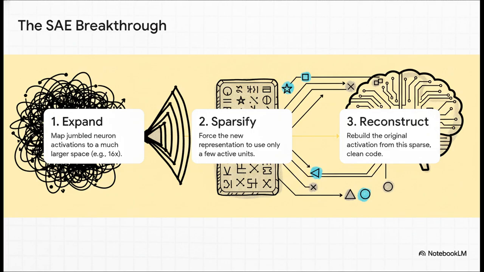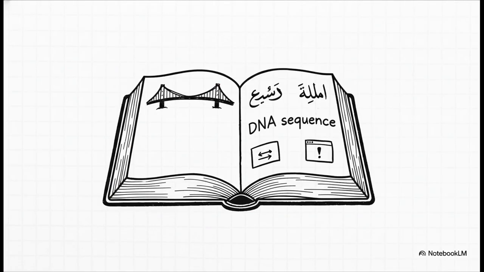Here's how it works. First, it expands all those jumbled neuron firings into a way bigger space. Then, and this is the key, it sparsifies it, forcing only a handful of concepts to be active at any one time. Finally, it proves it got it right by reconstructing the original thought from that new, clean code. It literally untangles the mess for it. And the results are just wow.